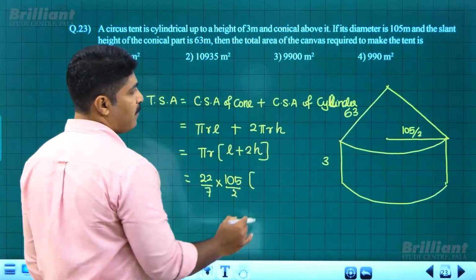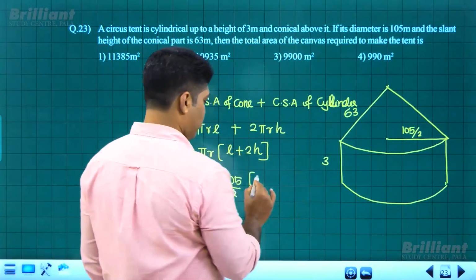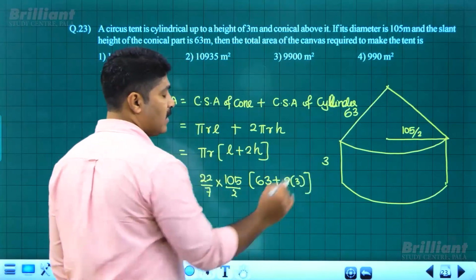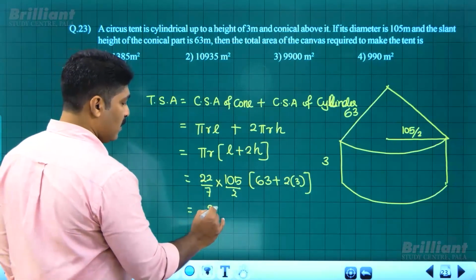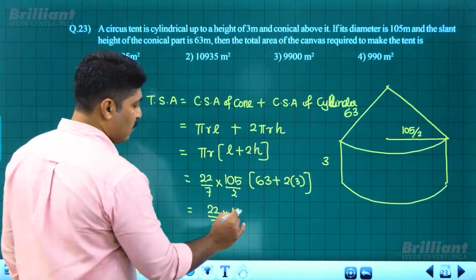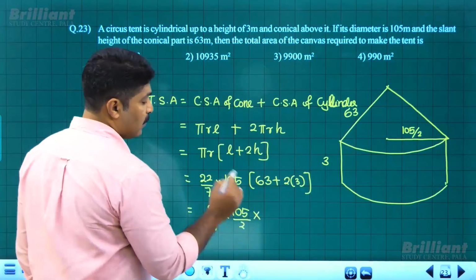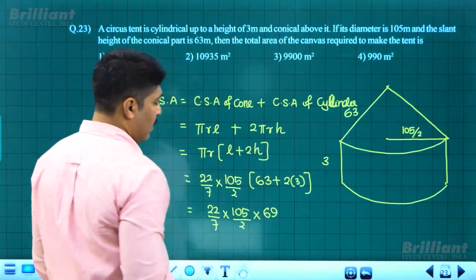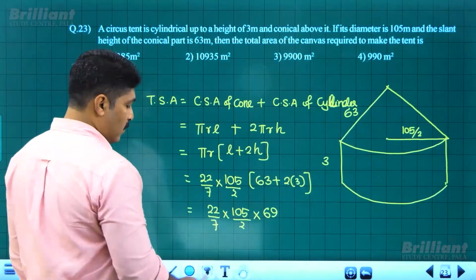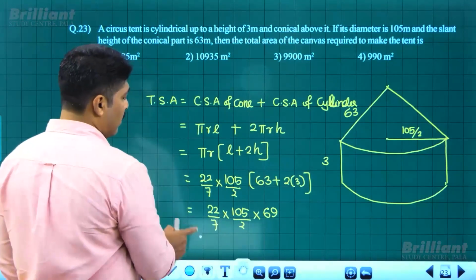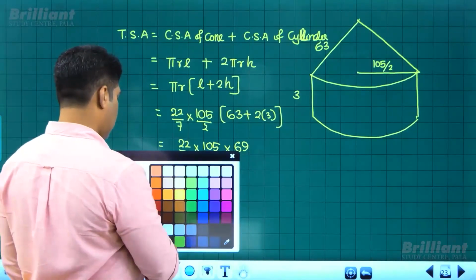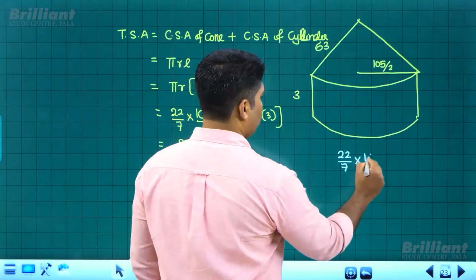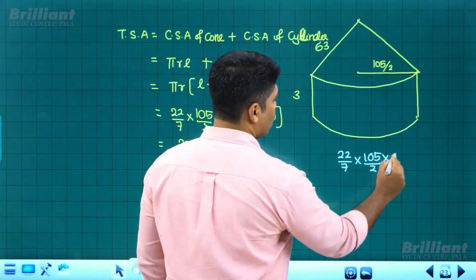And what about the rest of the values? This is 63 plus 2h, 2 times 3. h is nothing but this height, 3. So therefore, this is 22 by 7 into 105 by 2 into, what is this value? This is 63 plus 6, that is 69. So then do the simplifications here. Here again we can do the simplification, the cancellation. So here this is 22 by 7 into 105 by 2 into 69.